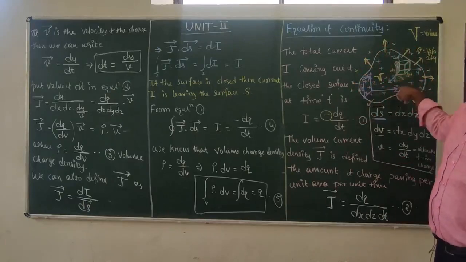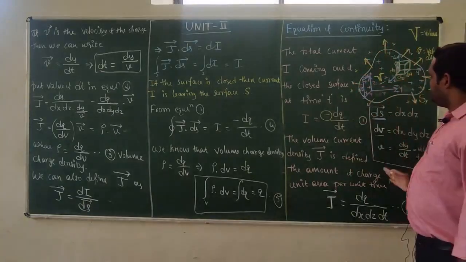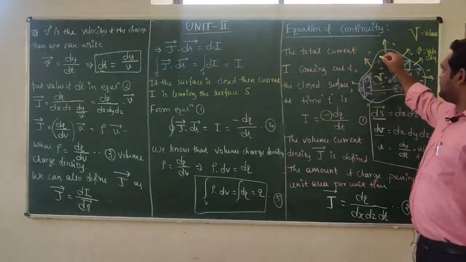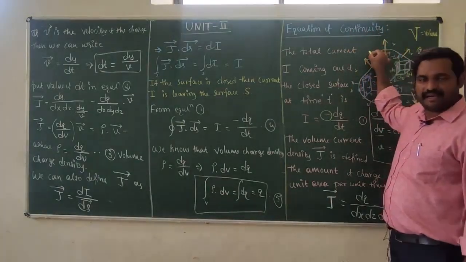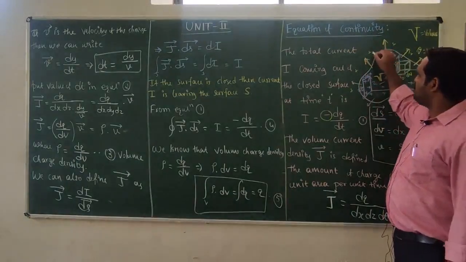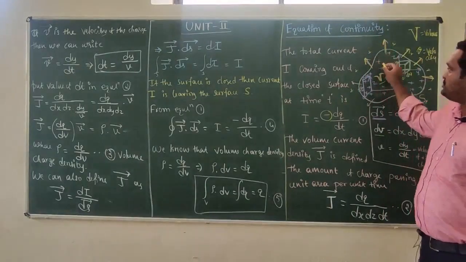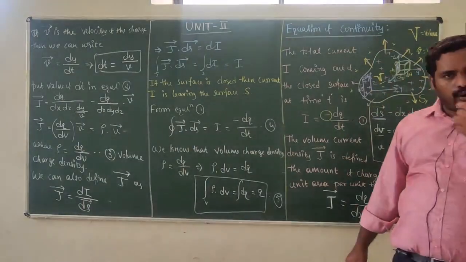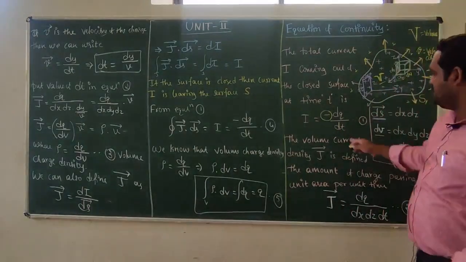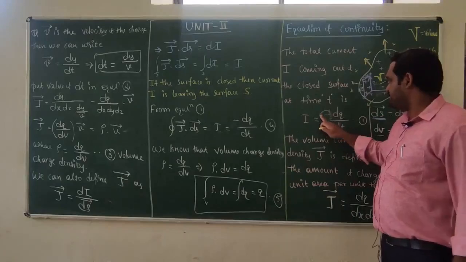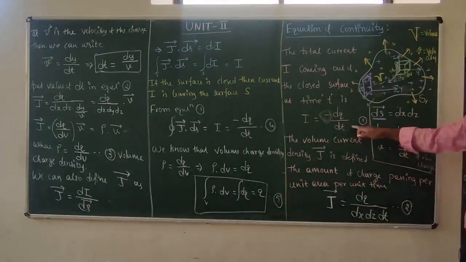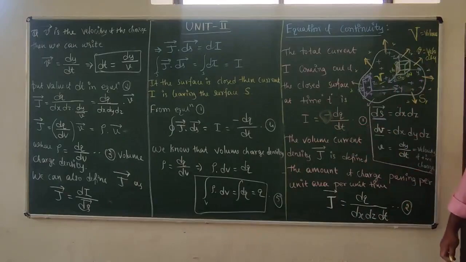That gets reduced. If current flows in the outward direction, then the charges are flowing out of the surface, so the number of charges within the volume decreases. That is why this negative sign is given here. So I is equal to minus dq by dt. Take this as equation number 1.